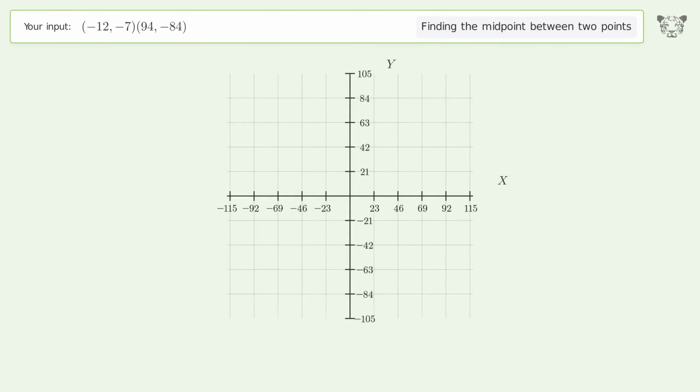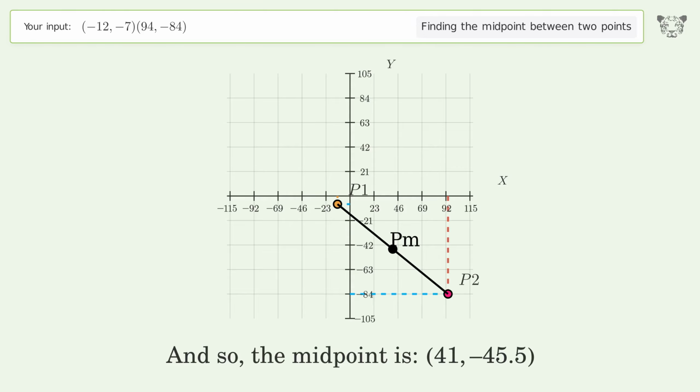And so, the midpoint is 41, negative 45.5.